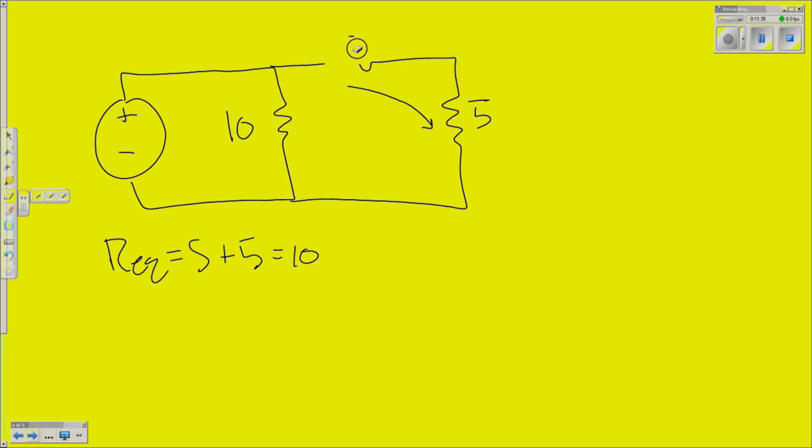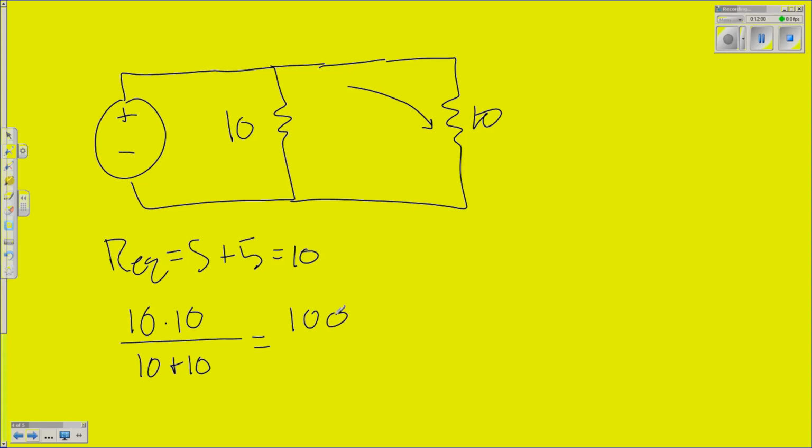So we can erase that and put in our equivalent resistance. And now all we've got is 2 resistors in parallel. Okay, let's do our quick method. So we've got here 10 and 10. So 10 times 10 over 10 plus 10, we get 100 over 20 equals 5. So this demonstrates a really easy way to have resistances.